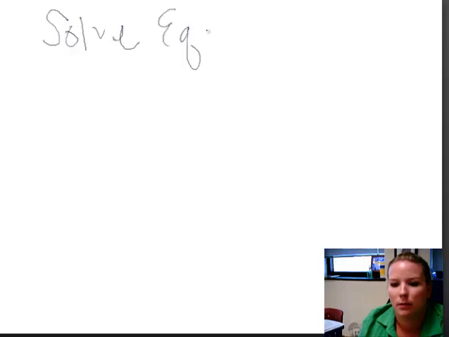Solve equations. And as I'm getting used to using the software we're using for this course, hopefully my handwriting will get better. And hopefully it will actually work. I don't know why it's not working right now. And there it goes. Oh, that clicks it.